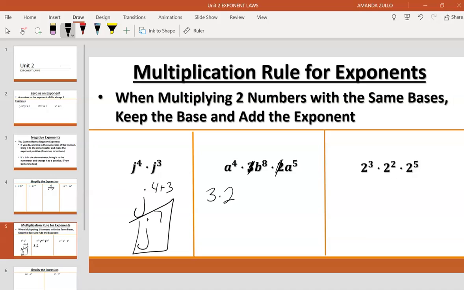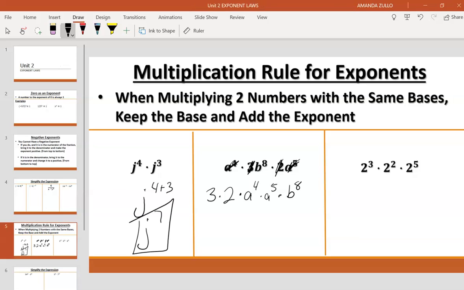Next, I'm going to go to A's. So I have a to the 4th. Cross that off. The B, that's not the same. And an a to the 5th. The only thing that I have left over is this b to the 8th power. Now we have numbers with numbers and matching bases with matching bases.